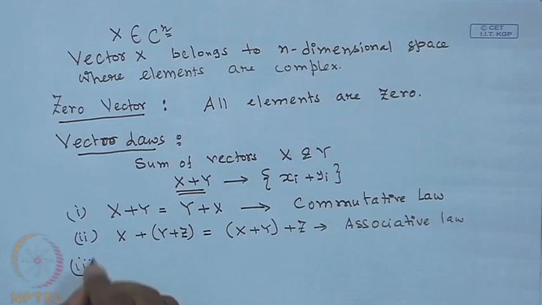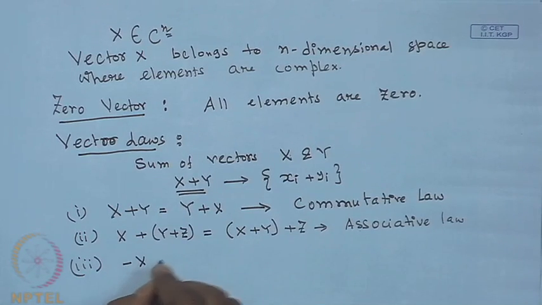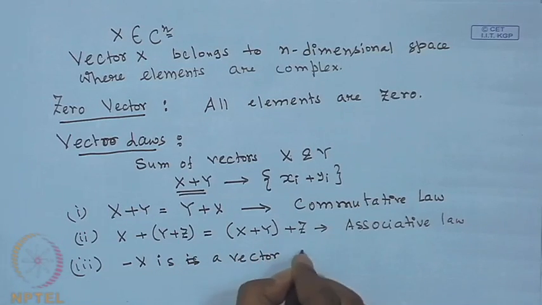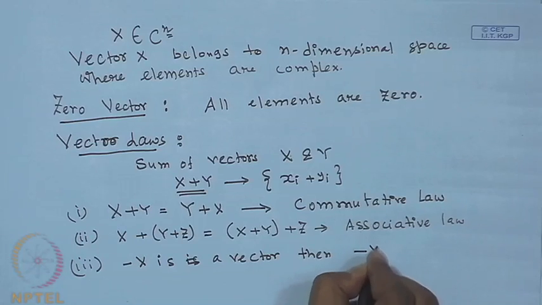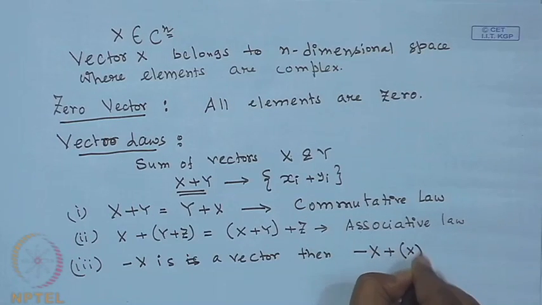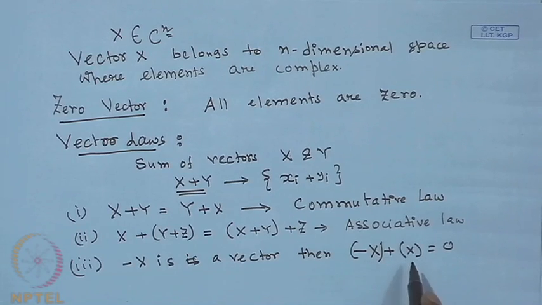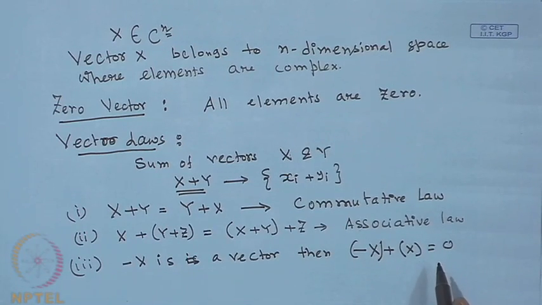Next vector law is, if x is a vector, minus x is also a vector, then minus x plus x will give rise to a zero vector. That means every element of minus x is equal and opposite in sign to the corresponding element of the x vector. So, when you add them up, every element will be 0. That is why you will land up with a zero vector.